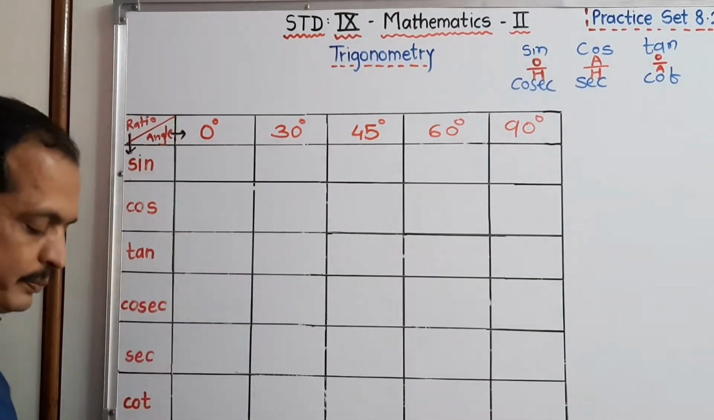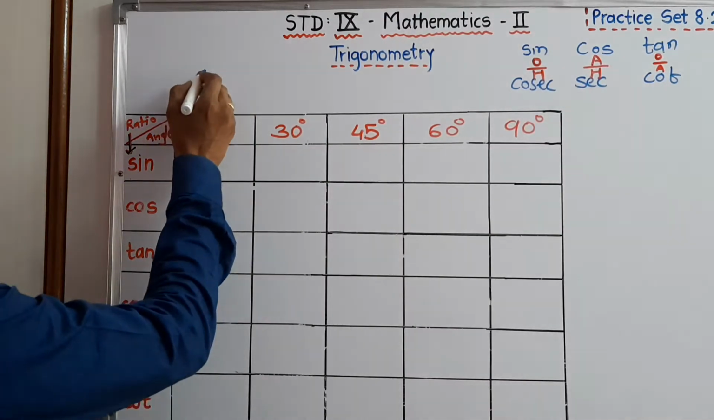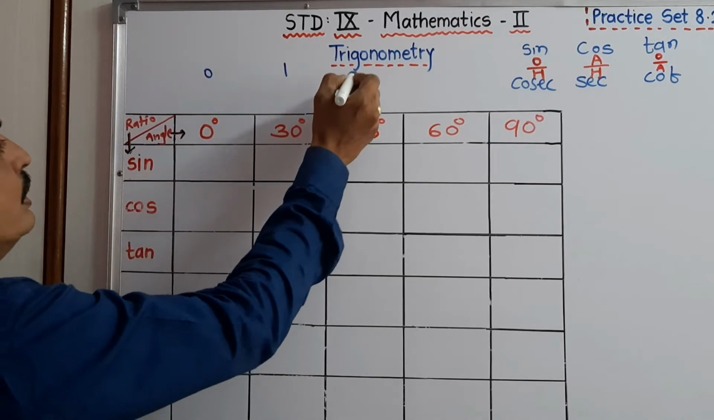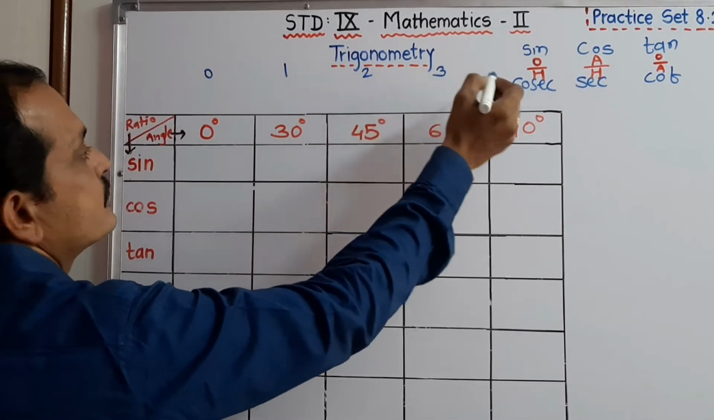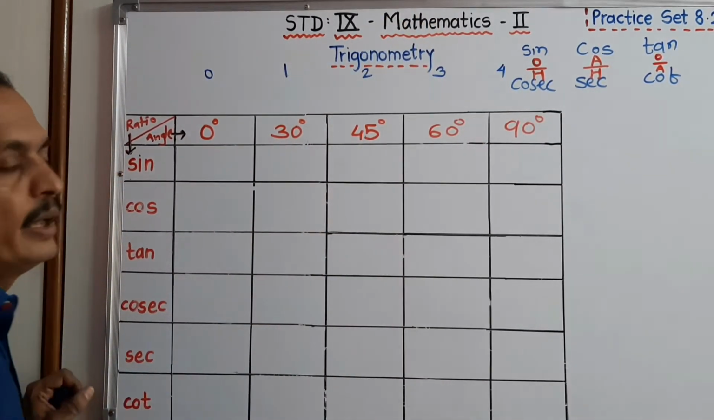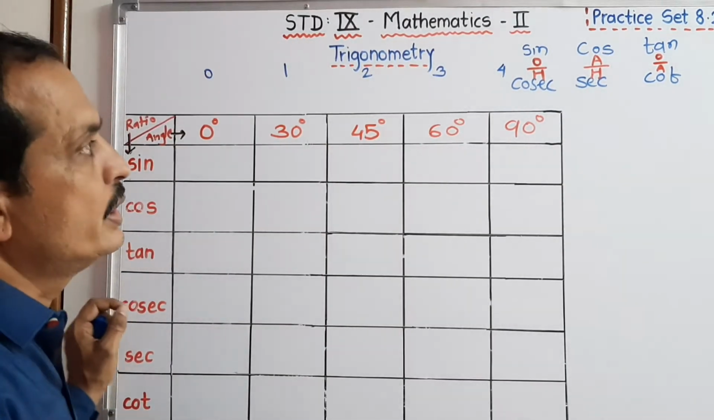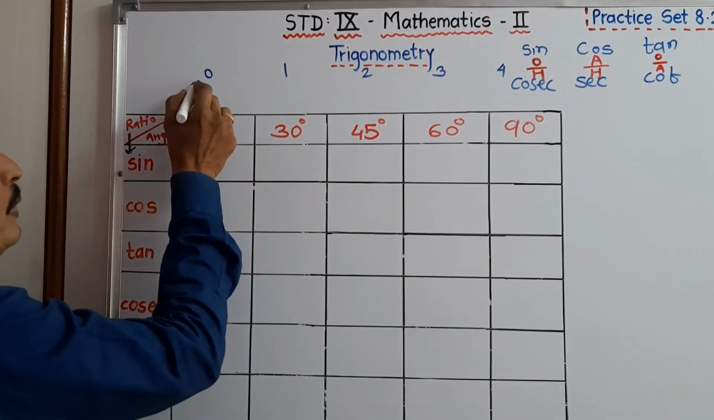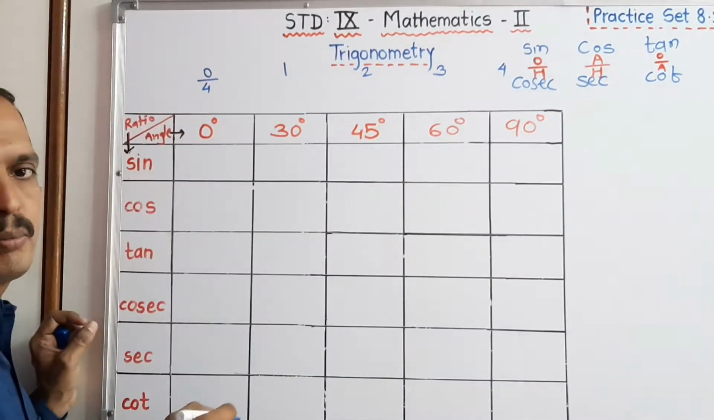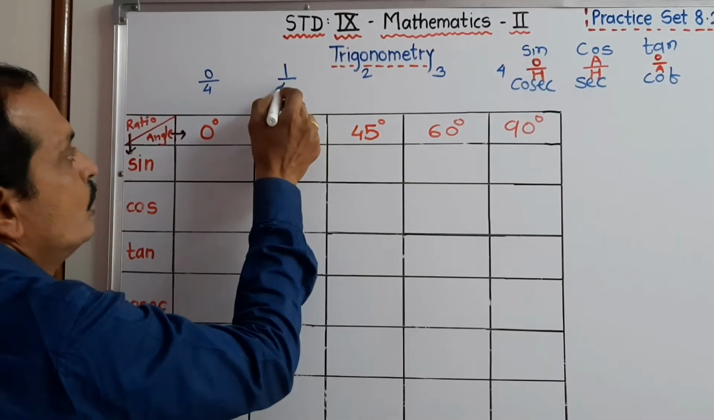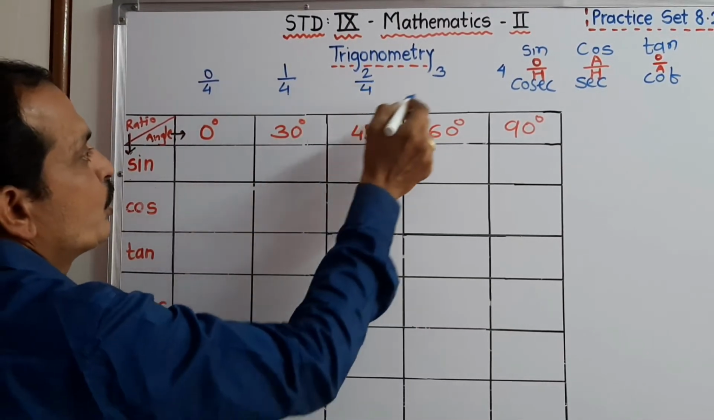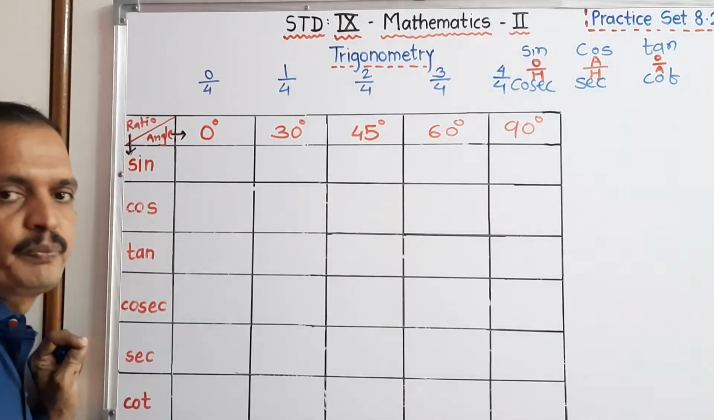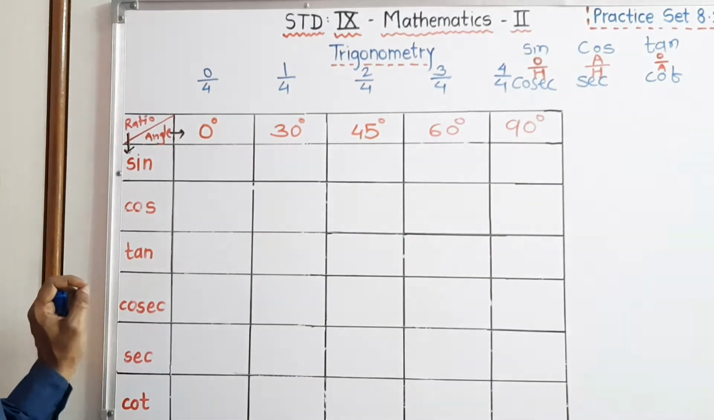We have to write here, above this 0, we have to write 0, here it is 1, here it is 2, here it is 3 and here it is 4. That means 0, 1, 2, 3, 4. This we have to write. After that, divide each number by 4. That is 0 upon 4, 1 upon 4, 2 upon 4, 3 upon 4 and 4 upon 4. I think everyone understood this.